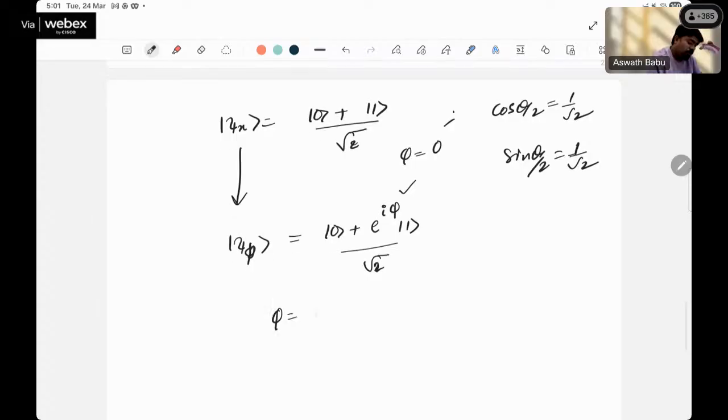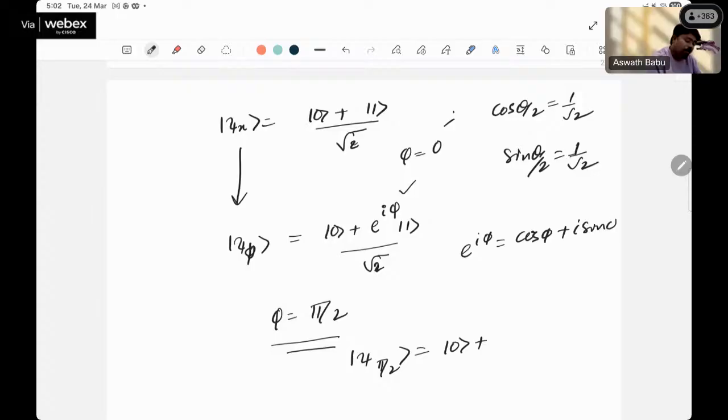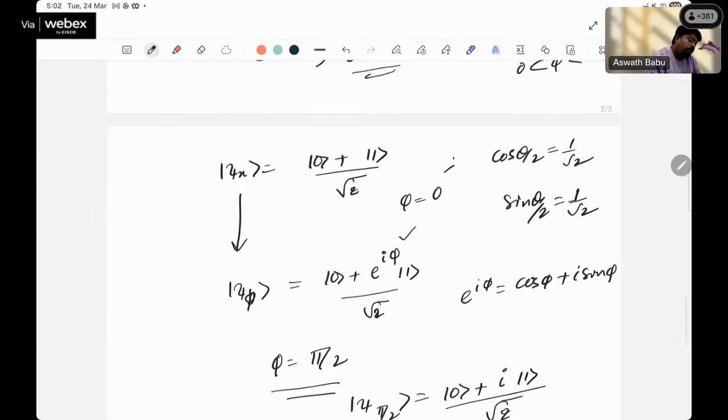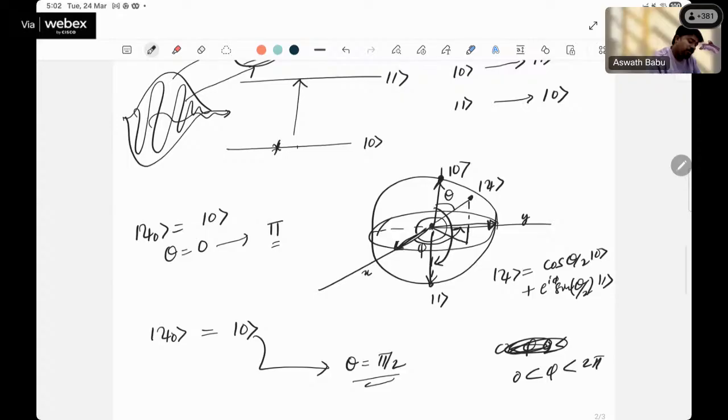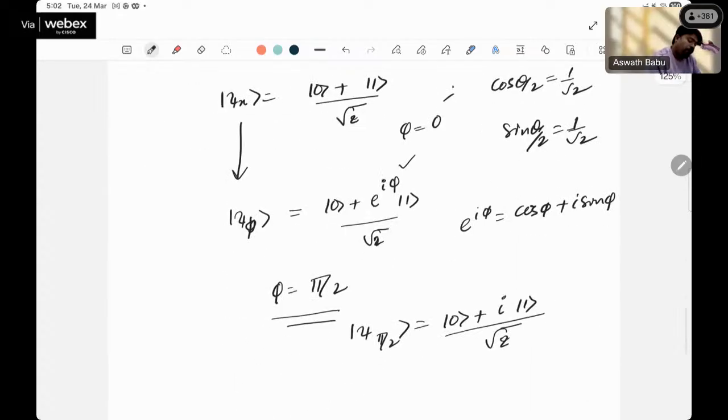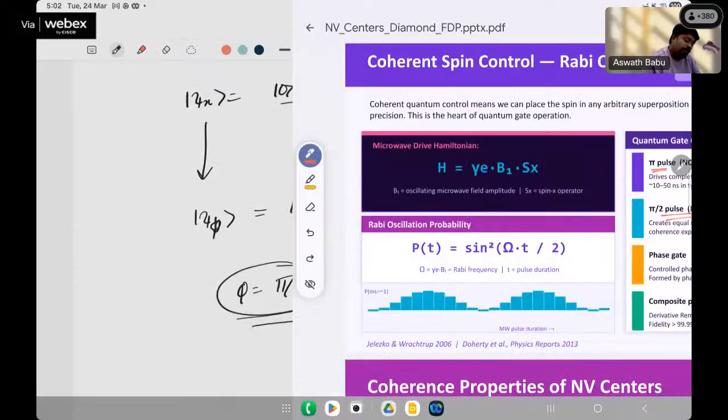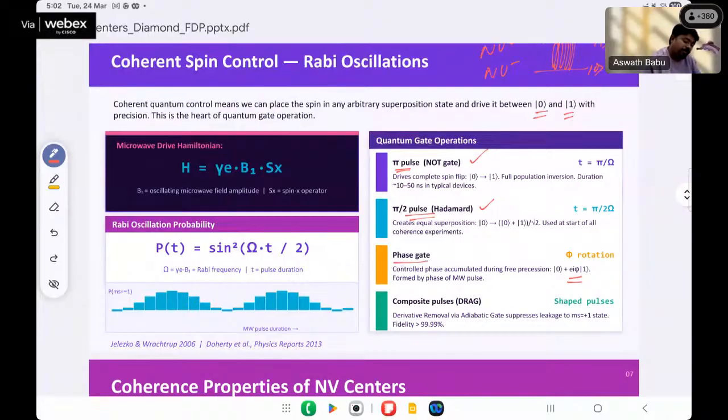Specifically, let's say phi is equal to pi by 2. What would that be? 0 ket plus exponential i phi, which is cos phi plus i sin phi. Cos pi by 2 is 0, and sin pi by 2 is 1. So I'll get 0 ket plus i 1 ket divided by square root of 2. You see now, rotating from the x-axis to the y-axis is adding a phase of pi by 2 angle. So that also can be created in this system using the phase gates.